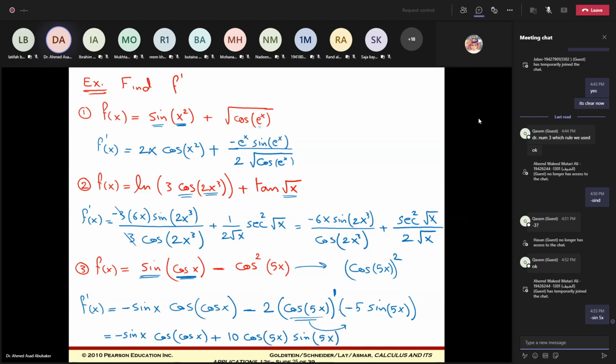Okay? Not minus sine 5. The derivative of 5x equals 5. So minus 5 sine 5x. Okay? You must find the derivative of the angle. Okay, Yazid.